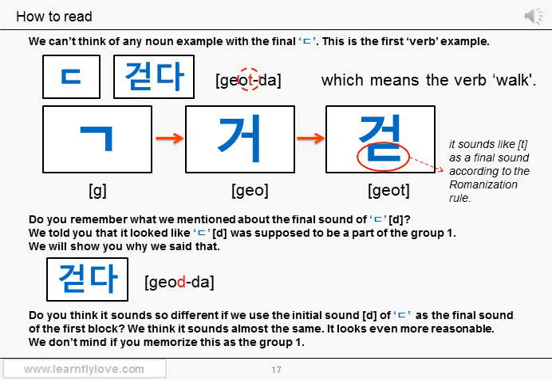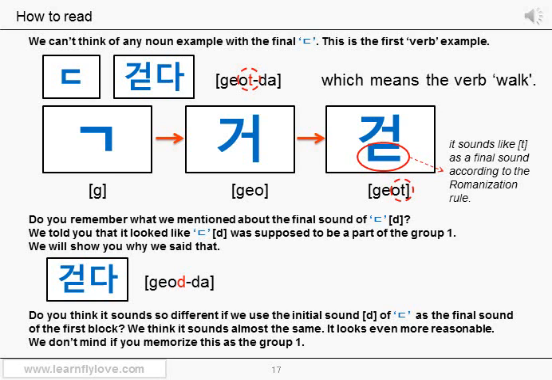The final 디귿, D consonant, is supposed to sound like the romanized alphabet T. This is the basic form, or infinitive, of the verb walk: 걷다, 걷다. Do you remember what we mentioned about the final sound of D consonant? We told you that it looked like D consonant was supposed to be a part of group 1. We'll show you why we said that.